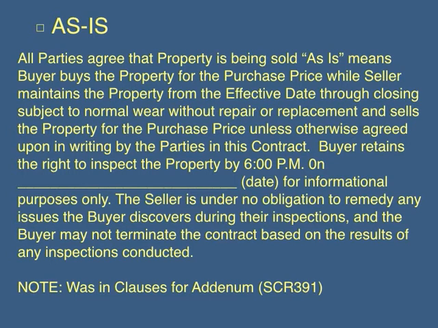The seller is under no obligation to remedy any issues the buyer discovers during the inspections, and the buyer may not terminate the contract based on the results of any inspections conducted. This says the buyer may not terminate based on the inspections. So if somebody is signing this as-is section, they need to realize that they are buying it as is.